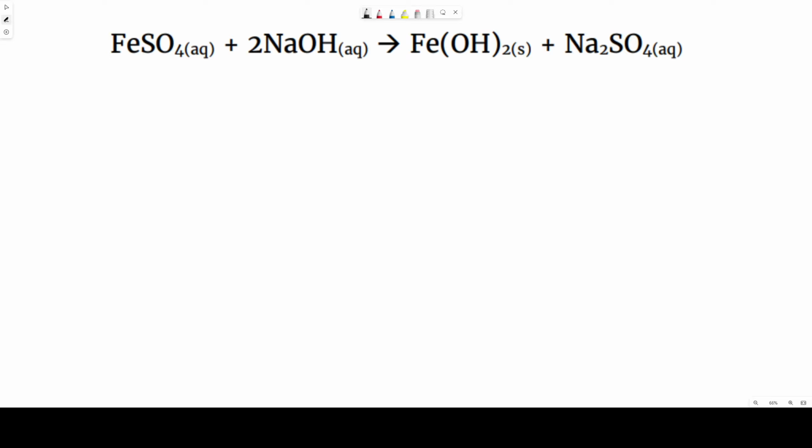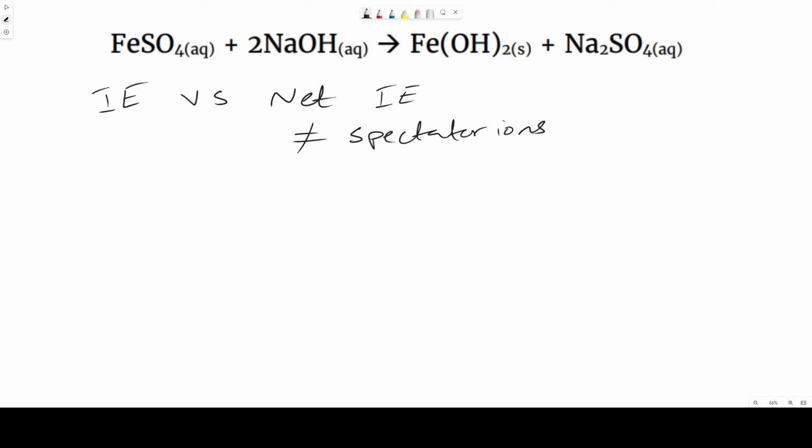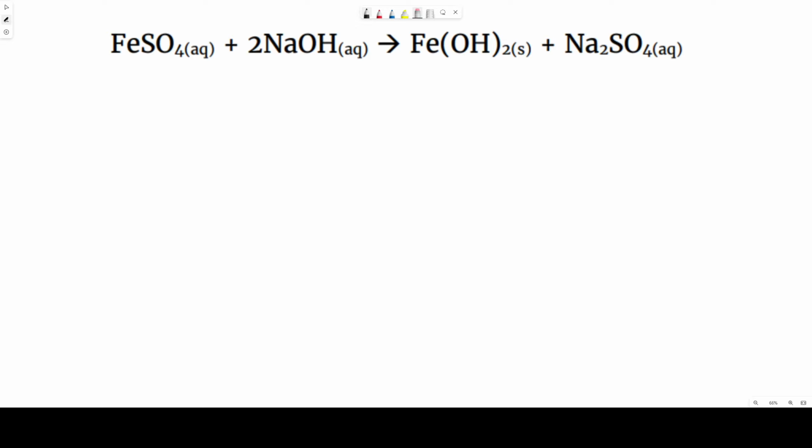As I said earlier, the difference between your ionic equations and your net ionic equations is that in your net ionic equation, there is no presence of your spectator ions. They are not there. Your spectator ions are absent. So now, just to quickly go over this.